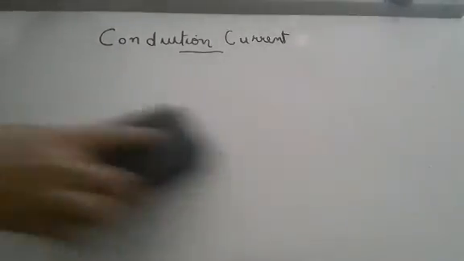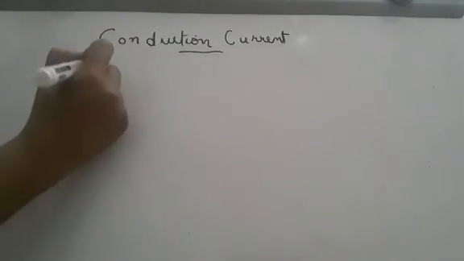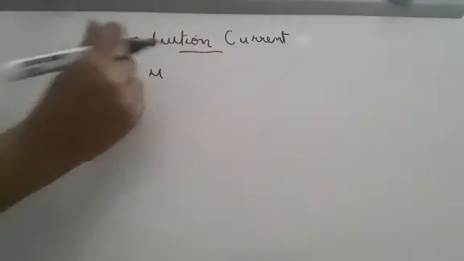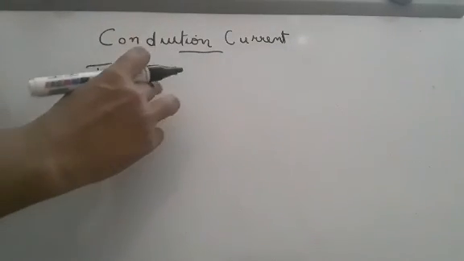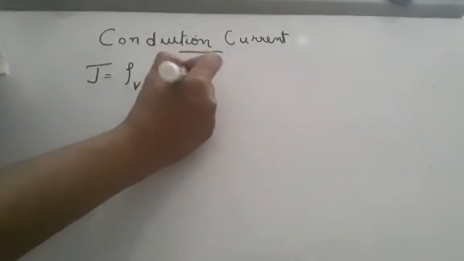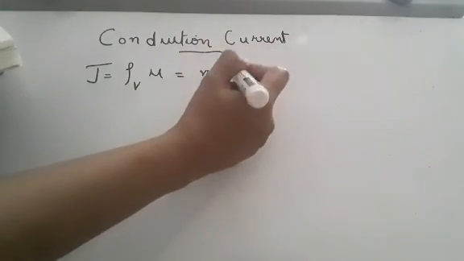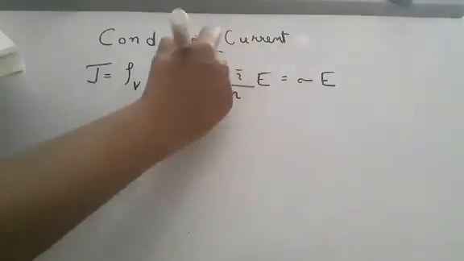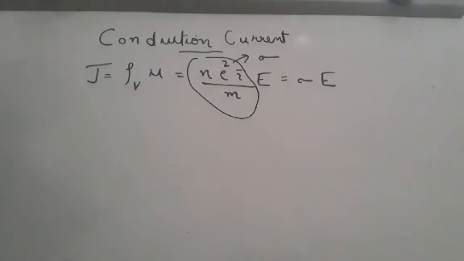In the case of conduction current, J will obviously be the conduction current density. So J is equal to rho V into U. We know that rho V is minus N e, and U we have also substituted. So substituting here we will get N e square tau by m times E, which is sigma E. I am calling this constant sigma.